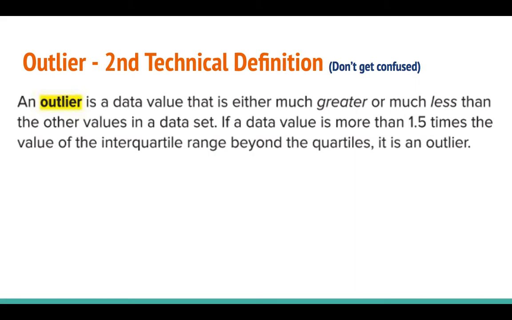So as this says, an outlier is a data value that is way bigger or way smaller than the other values in a data set. It's the second sentence here that's really important. If a data value is more than 1.5 times the value of the interquartile range beyond the quartiles, it is an outlier. So again, if the data value is more than 1.5 times the value of the interquartile range beyond the quartiles, it is an outlier.